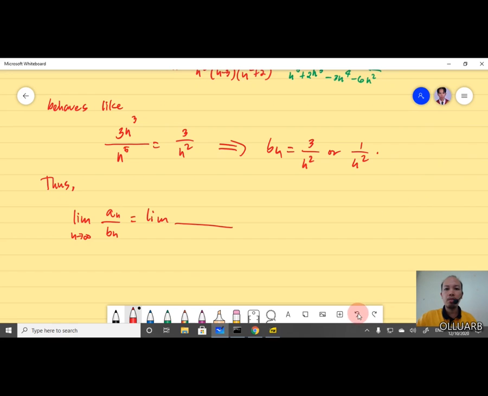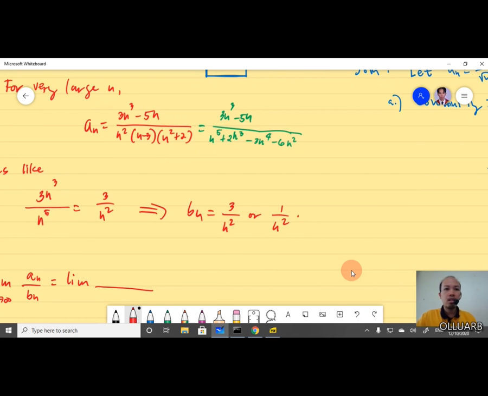Okay, let's wait for the program to respond. This one corresponds to the summation of 1 over n squared, where n starts from 1 to positive infinity, and we know that this is a p-series with p equal to 2, and convergent.